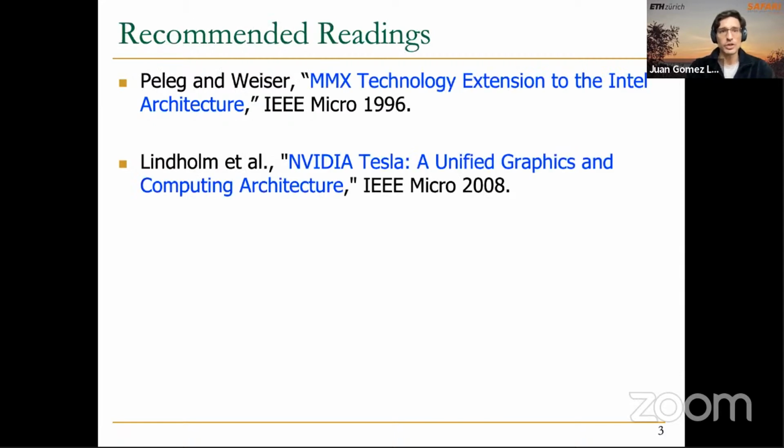A couple of recommended readings that are important for this lecture. The first one is about the MMX technology. This paper published in IEEE Micro 1996 is a very seminal work in the sense of incorporating SIMD extensions to regular CPUs, x86 CPUs, and we are actually going to use this paper today to give you an example about MMX. And then also, let's say, a summary paper that explains the NVIDIA Tesla architecture, which was the first compute-capable architecture of NVIDIA.